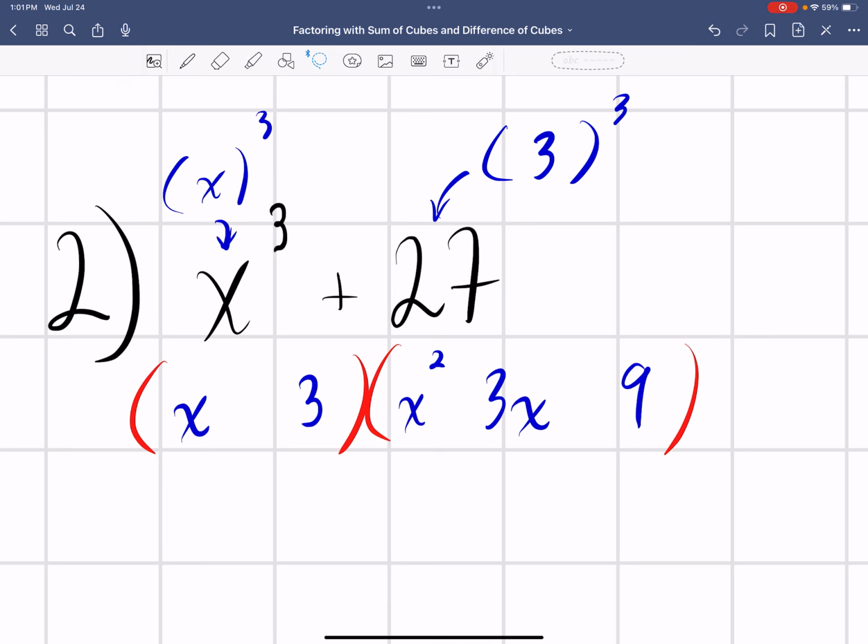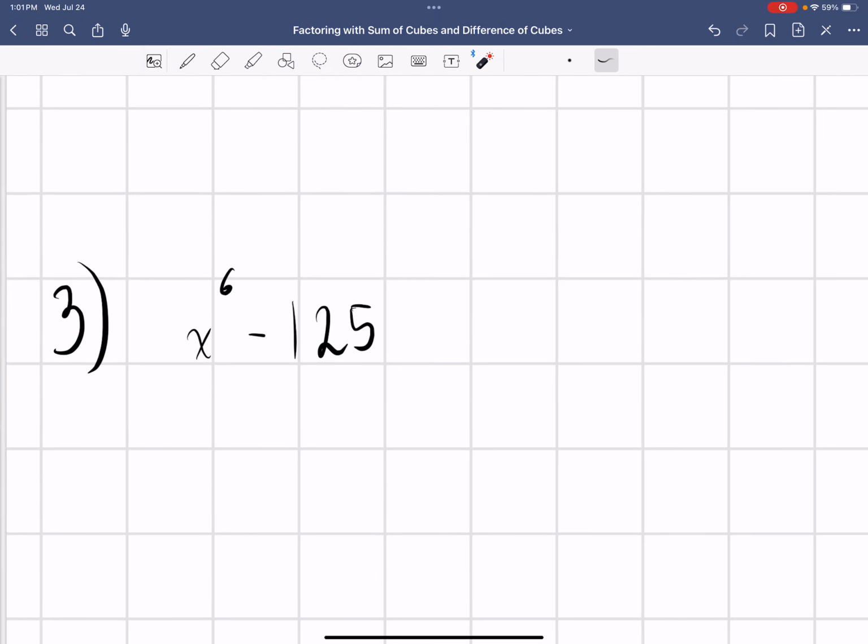And then we just need to put in the signs. We go same as the original sum of cubes, so same would be plus. Same, opposite is minus, and then plus always for the third, and done. Anything else factorable? Nope. Moving on to the next problem.